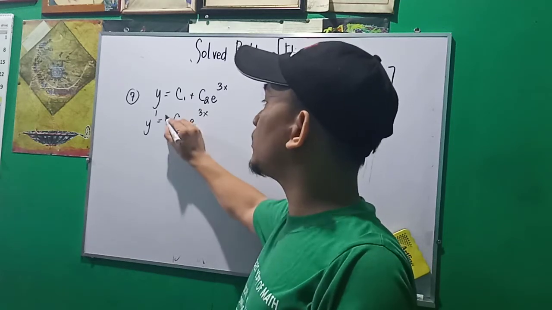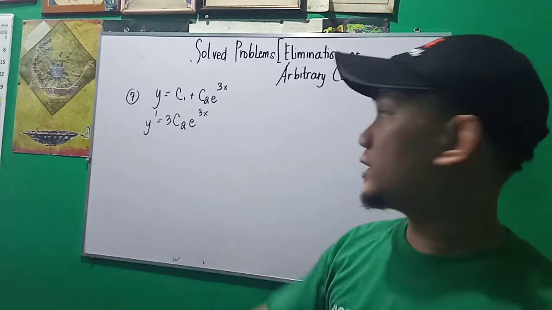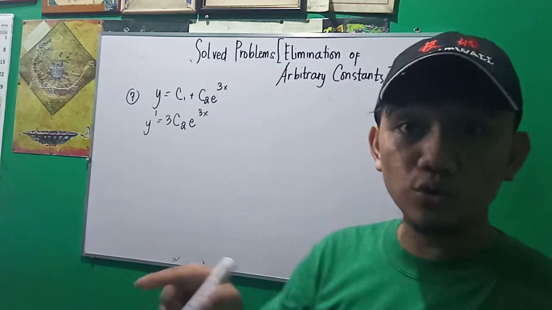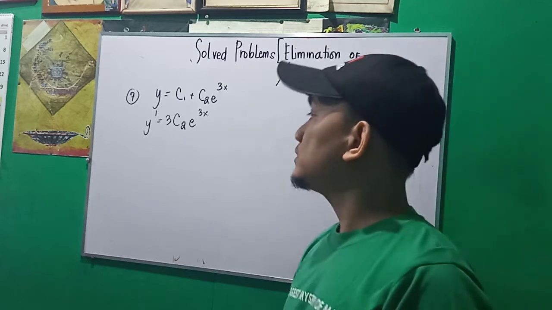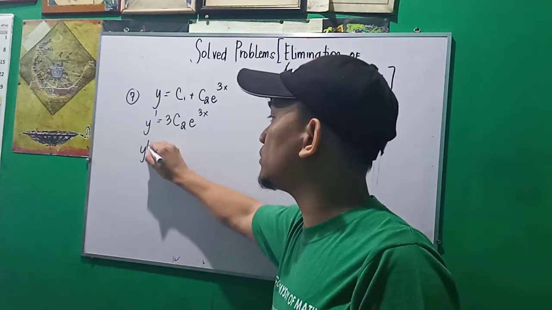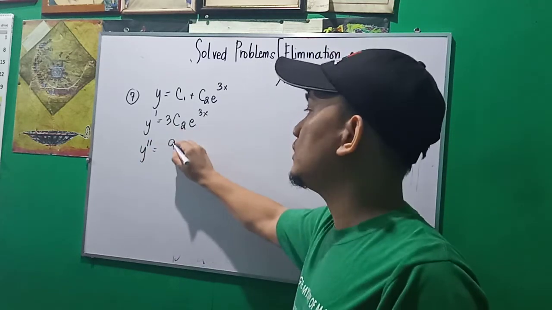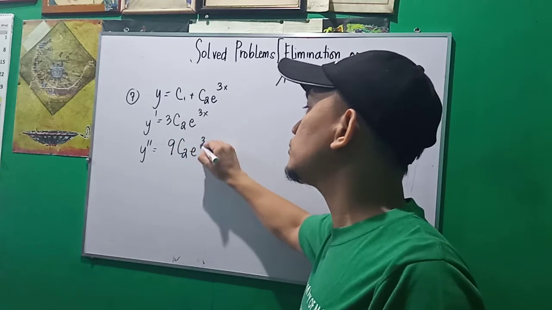Sir IJ, nakalimutan mo yung 3. Okay. Kasi ang derivative ng e raised to u du. Derivative ng taas, 3. Kaya nilagyan natin ng 3. Since dalawa constant, differentiate ulit natin, Sir IJ. That is 3 times 3, 9C2 e raised to 3x.